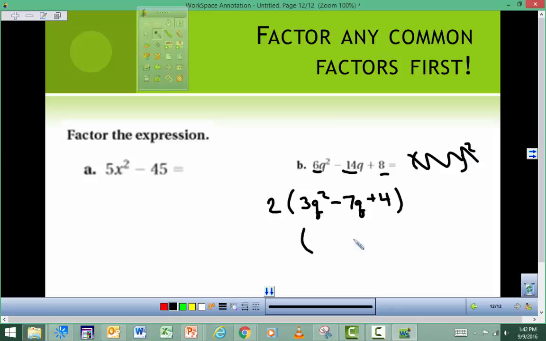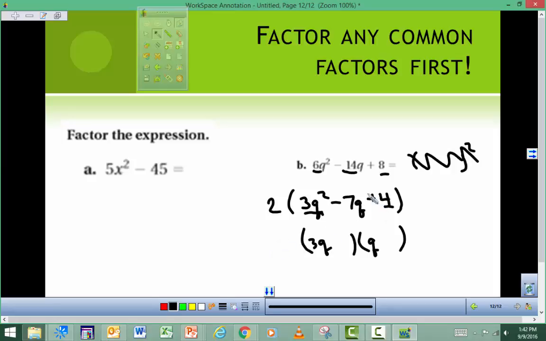What I have to do now is maybe use that AC method or the guess and check method. Now check this out. I like the guess and check because there's only one option for this one. I know this has to be a 3q and a q. I also know that I need to get to 7 somehow.